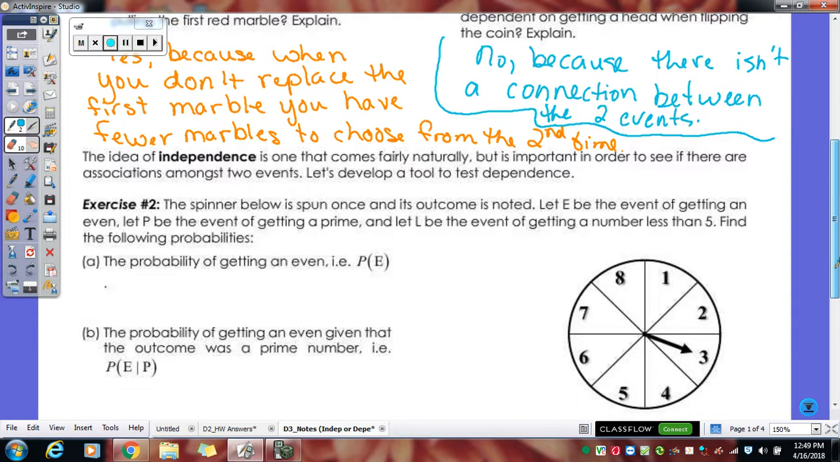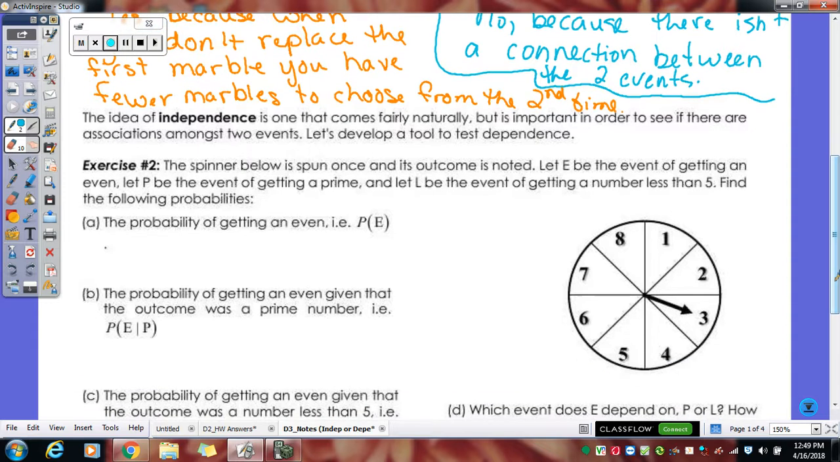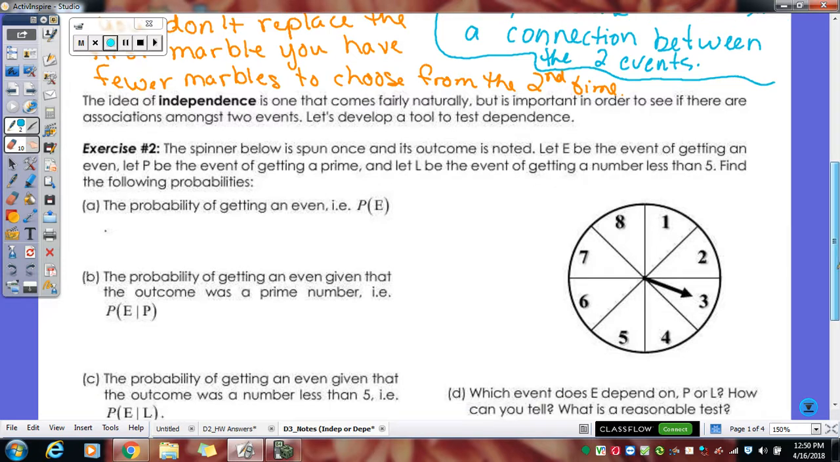So the idea of independence is one that comes fairly naturally, but is important in order to see if there are associations among two events. So let's develop a tool to help us test dependence. So we're going to come up with 2 different ways that you can figure out if things are independent or not. So here we have a spinner.